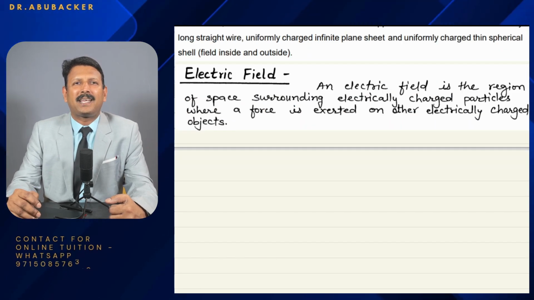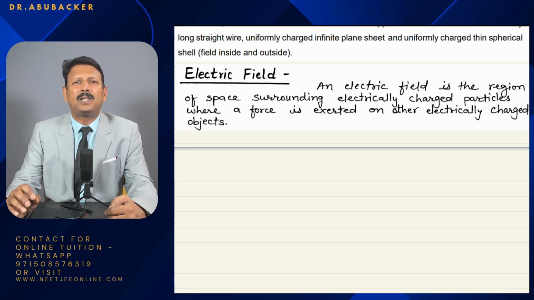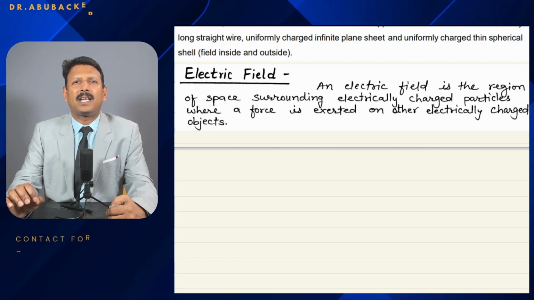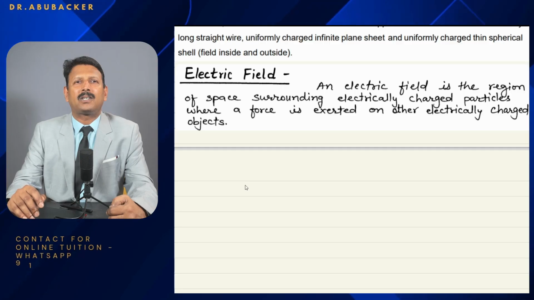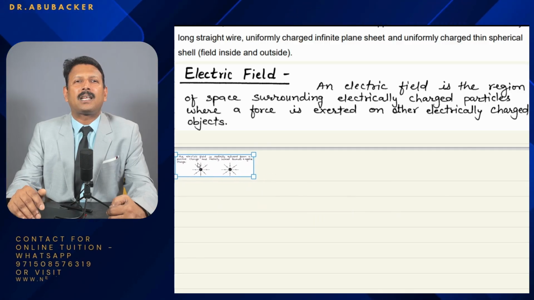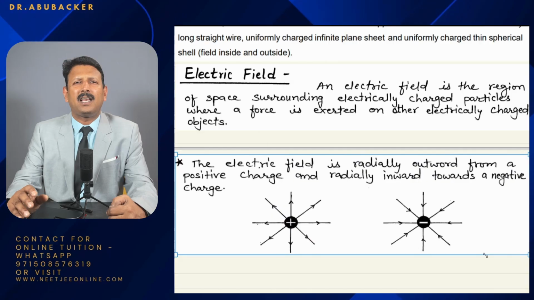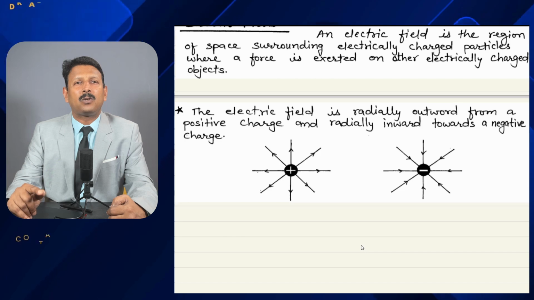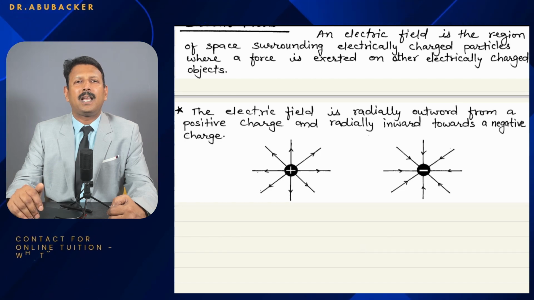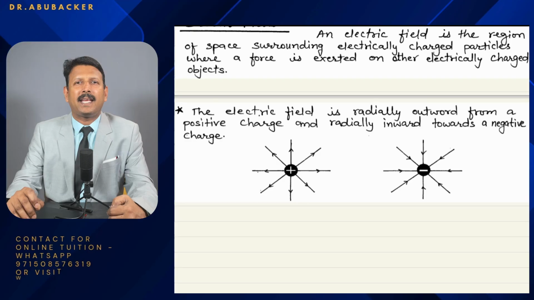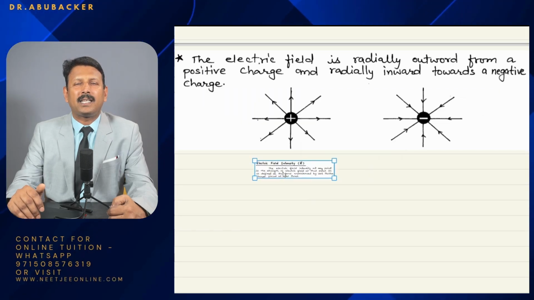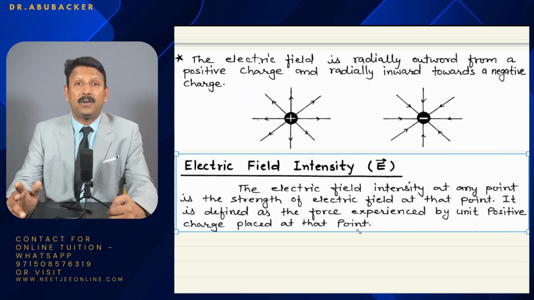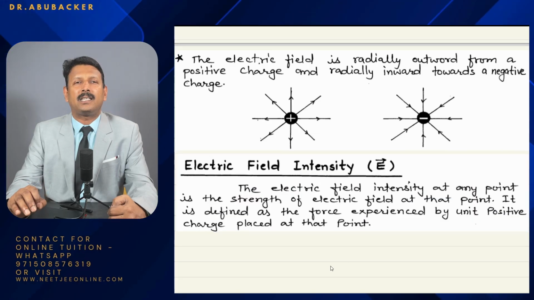So the first topic we will take is electric field. What exactly does electric field mean? This is something similar to the magnetic field. An electric field is the region of space surrounding electrically charged particles, where a force is exerted on other electrically charged objects, exactly like a magnetic field. In the case of a magnetic field, you remember field lines start from the north pole, right? So in the case of electric field lines, they start from a positive charge and end at a negative charge. And in the case of a negative charge, the lines start from infinity and reach the negative charge.